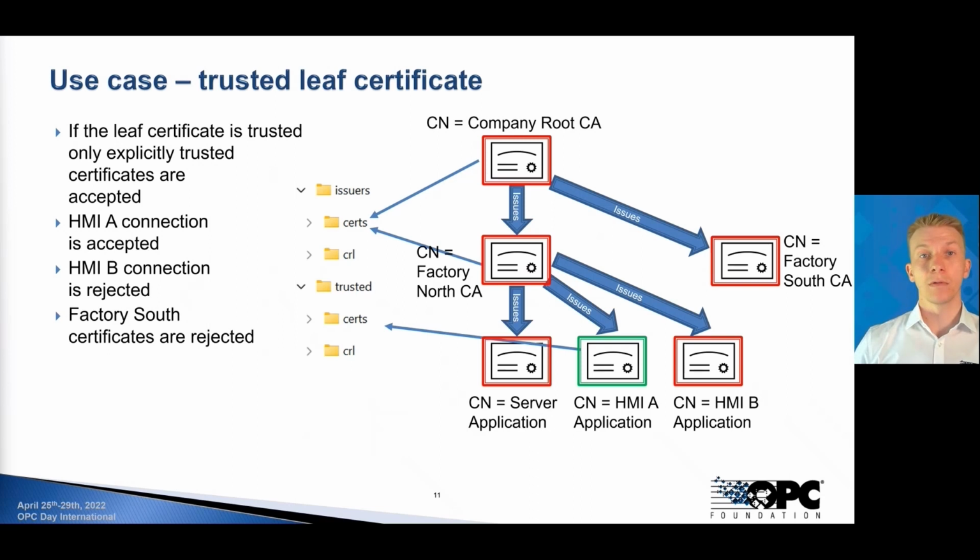So now what we're doing is we only want to allow incoming connections from HMI A to our OPC UA server. So we place the HMI A application certificate into the certs trust folder, and we make the other two, the factory north CA as well as the company root CA, available in the issuers folders. Now this allows us to validate a complete chain while only allowing incoming connections by HMI A. So you see that you can always also handle very strict requirements here.